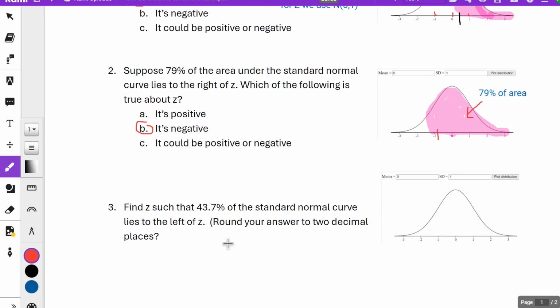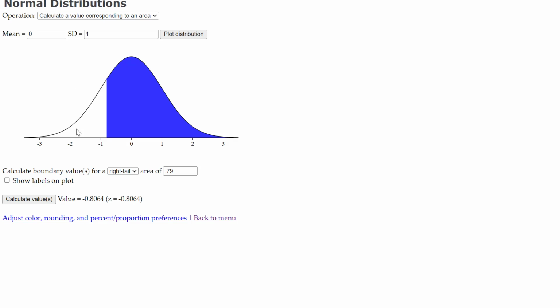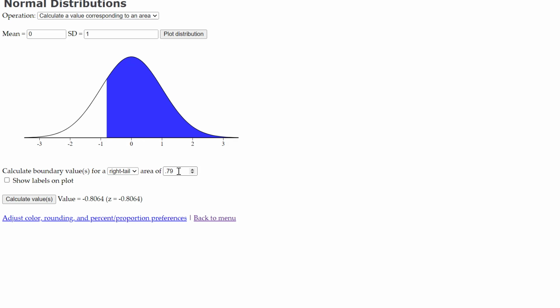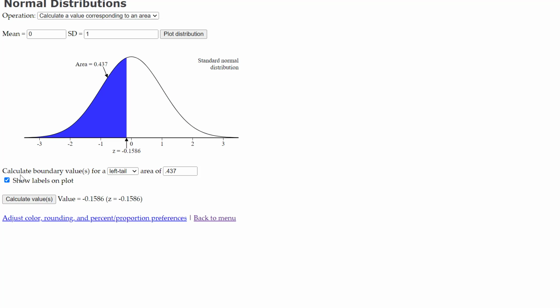Find Z such that 43.7% of the standard normal curve lies to the left of Z. So now we're actually trying to find a numerical value. So we're going to use the Stapplet. And what did we say? 43.7%, and it's on the left. So we go 0.437. Make sure we have left tail. And we can even show the labels on the plot.